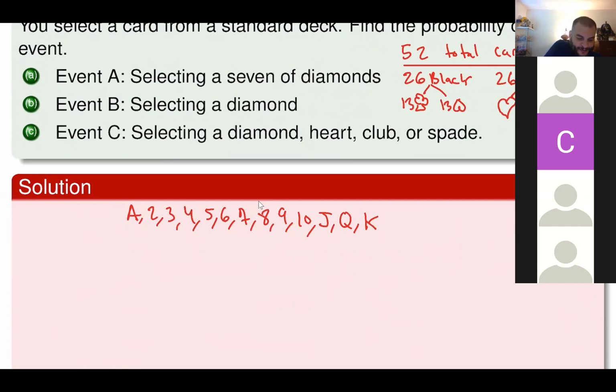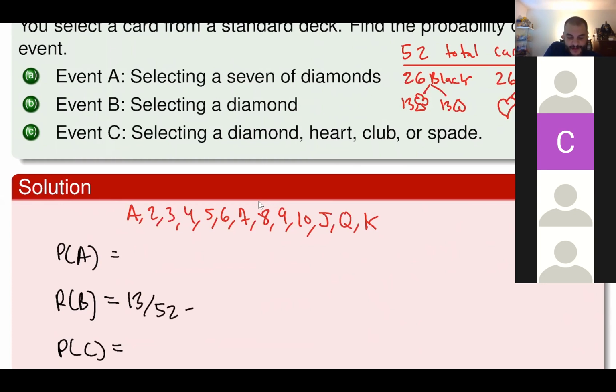So let's do probability of A, probability of B, and probability of C. All right, let's do an easy one. Let's do B. For B, just selecting a diamond. How many total diamonds do I have? 13. And you divide that by 52. If you do 13 divided by 52, you get 0.25, which makes sense because you have 4 suits, each one equally balanced. So if you pick one suit out of the 4, you get a quarter of them.